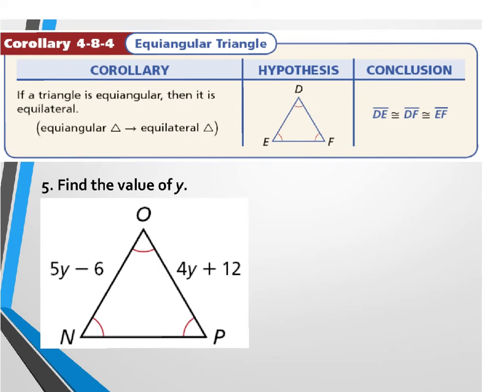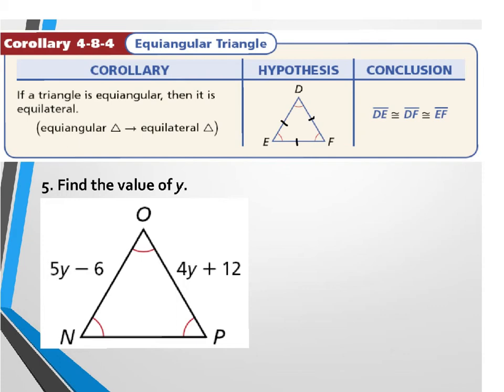Alright, this next corollary is just the converse of the previous one, which states if a triangle is equiangular, then it is equilateral. So if you see your illustration of your triangle, and all 3 angles are marked congruent to each other, then we should know automatically that all 3 sides are congruent too. So let's use that fact and figure out what y is in this next example.